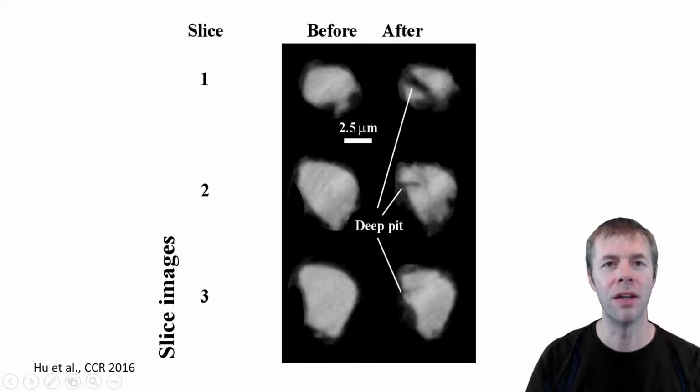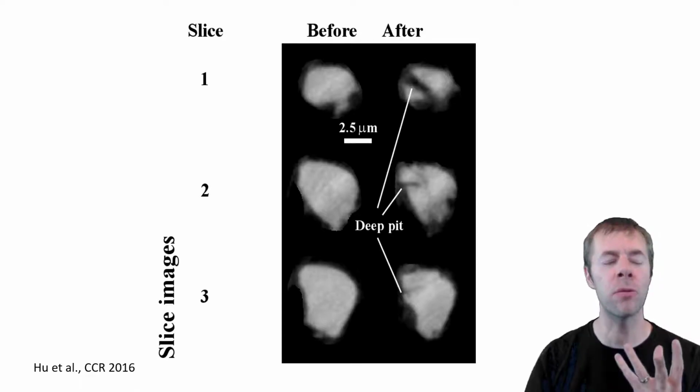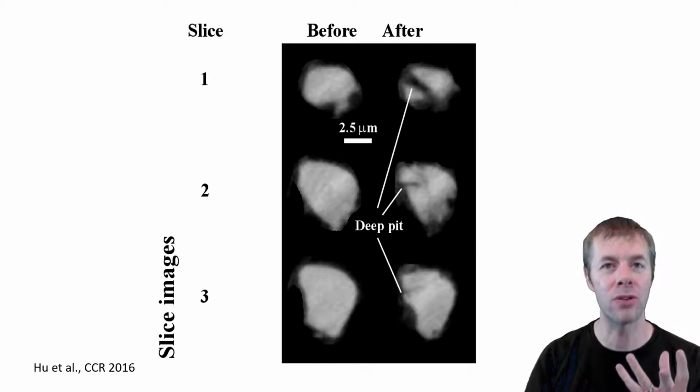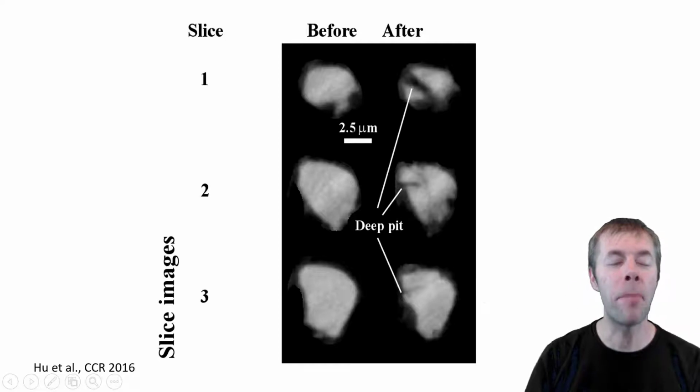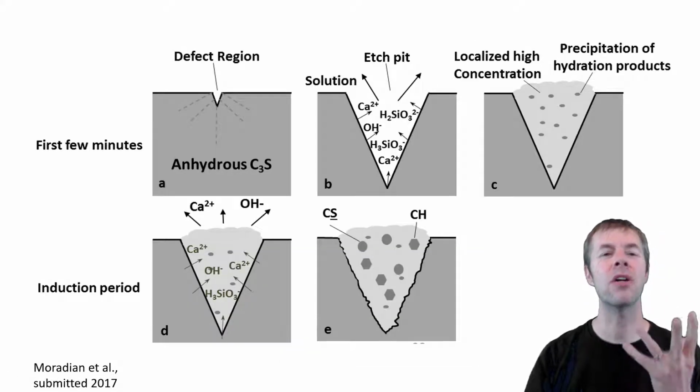What's going on? The water molecules are preferentially eating away certain parts of the particle, but not others. And those parts are backfilling. They're filling in with stuff. What does that mean? Here's a cartoon to show you what I'm talking about.